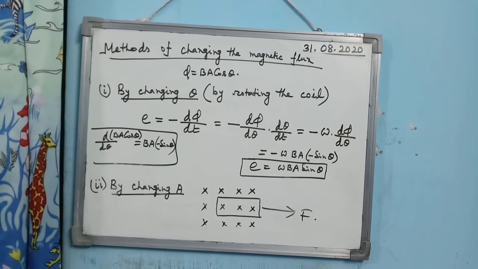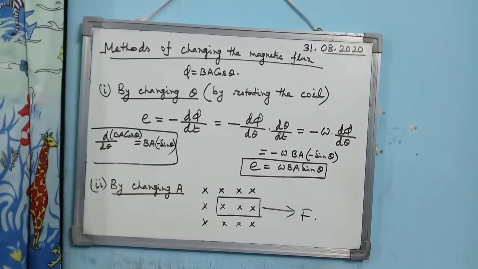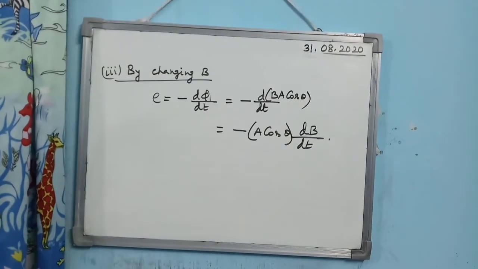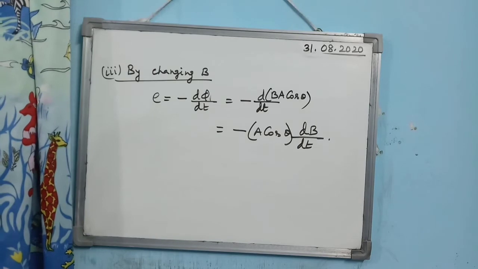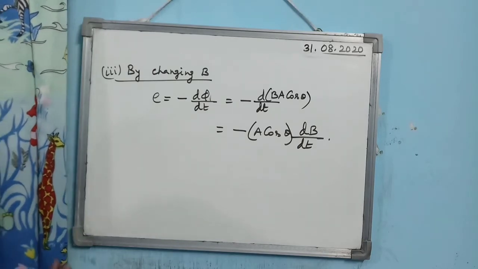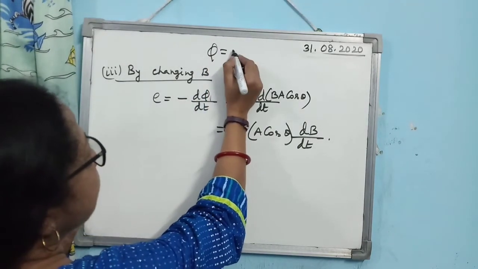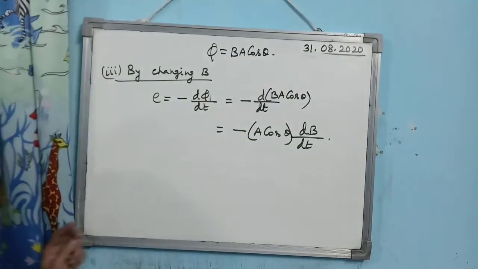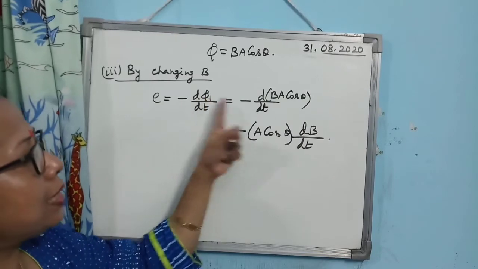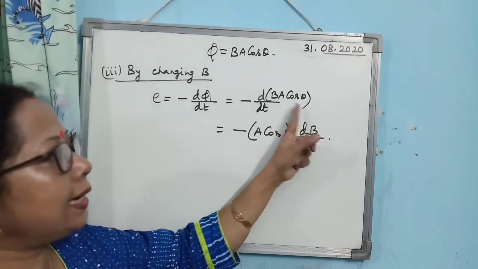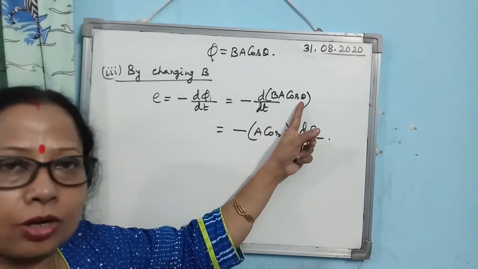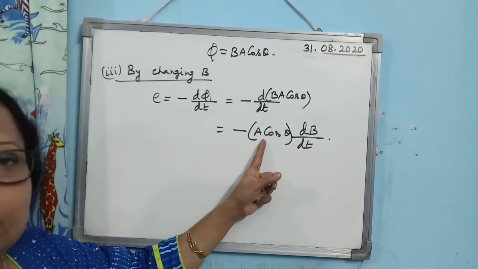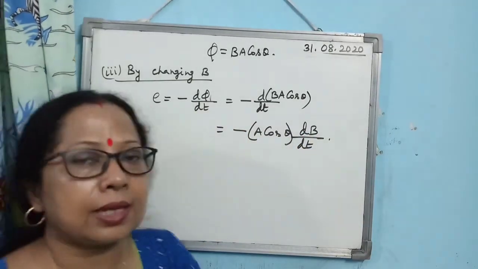Then the next one is by changing the magnetic field intensity B. As I said already, you can change the magnetic flux by changing B, because phi is equal to BA cos theta. In that case, what will be the induced EMF? In place of phi, write BA cos theta. A and theta are constant, so you can take them outside the derivative, and the induced EMF becomes minus A cos theta dB by dt.